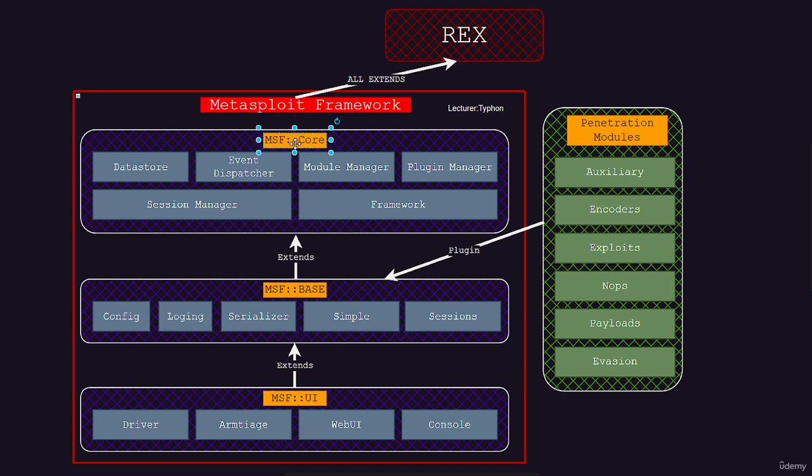And we have the Metasploit Framework core here. This is the foundational layer of the Metasploit framework, and it serves as the underlying application programming interface, API, that provides a standardized way for various components to communicate and interact. Think of it as the engine that powers the entire framework.